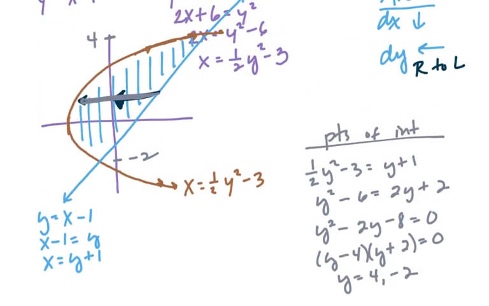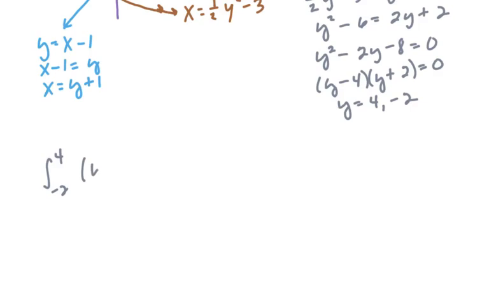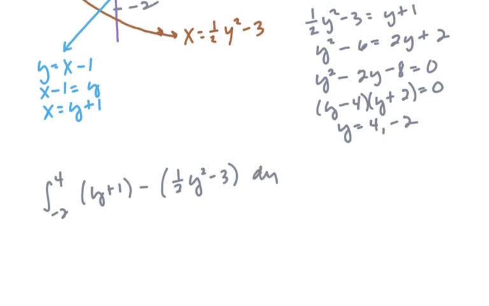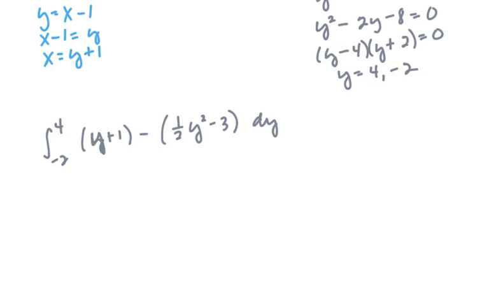We're going right to left, so we're doing the blue minus the brown. So the blue is y plus 1 minus 1/2 y squared minus 3, the blue minus the brown, dy. You always have to say you need your dy out there. It tells you what variable you're integrating with respect to. If we had other variables in there, then they would be constant, so it wouldn't affect it at all.